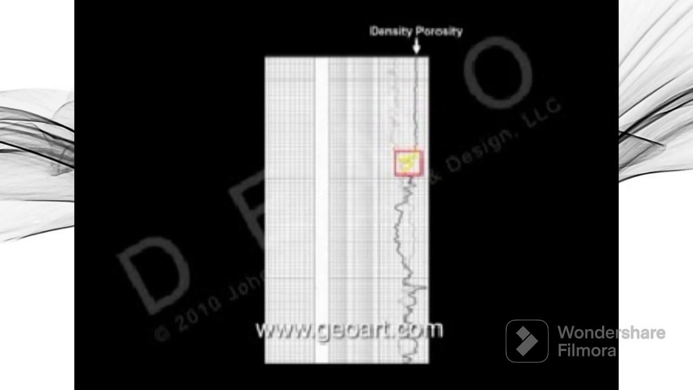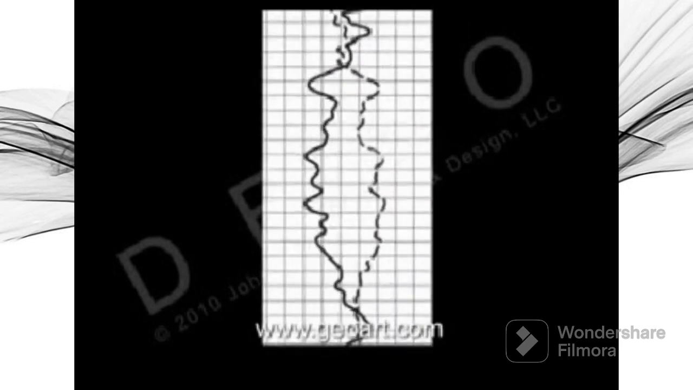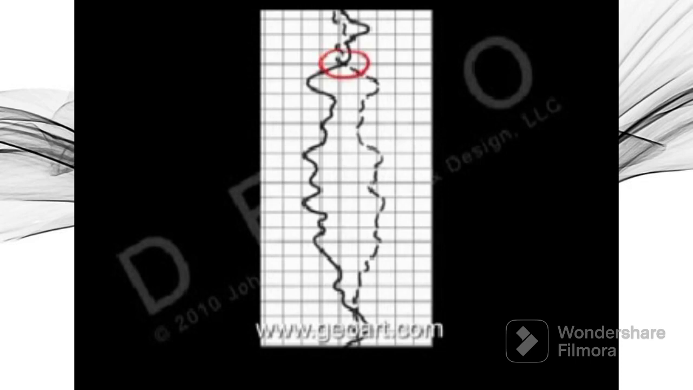You will notice that in this section the density porosity curve and the neutron porosity curve cross over. This is significant. Whereas the neutron curve indicates either tight rock or gas, the density porosity curve tells us the rock is more porous and therefore cannot be a tight rock. This indicates a high probability of oil and gas formations.